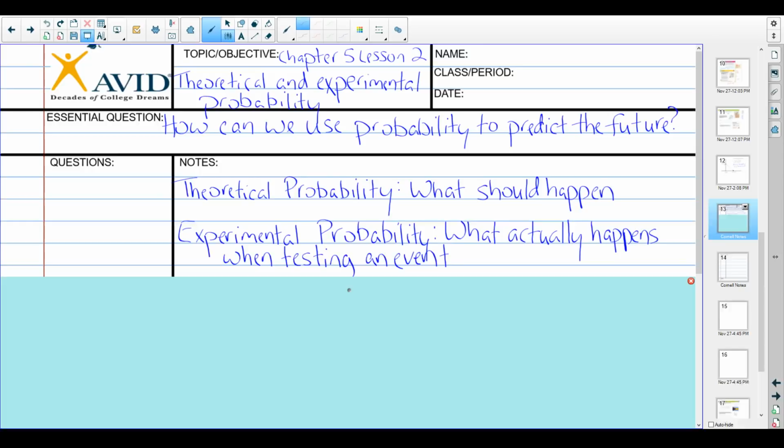Alright, Chapter 5, Lesson 2. Theoretical and experimental probability. Let me give you a minute to write this down, and then we'll get started. Let's play with this ribbon while we wait.